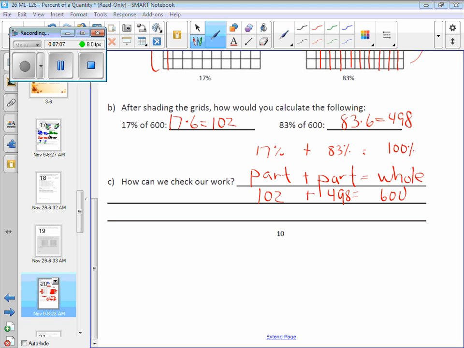So look, I showed it to you here. You still have like a template, but it's in the middle. The part plus the part equals the whole. As percentages, 17% plus 83% equals the whole percentage, 100. But it's the actual numbers of who's going on the field trip, 102, plus the ones not going on the field trip, 498, equals the whole entire school of 600.